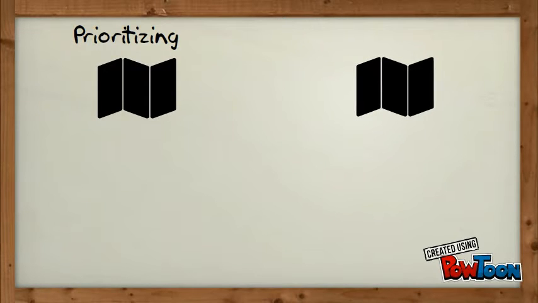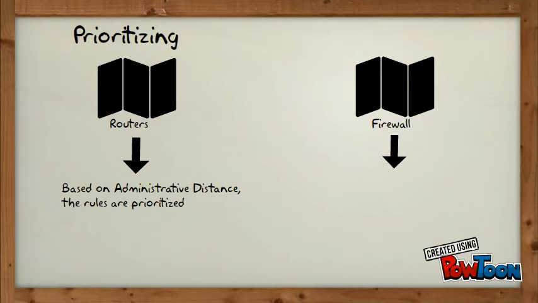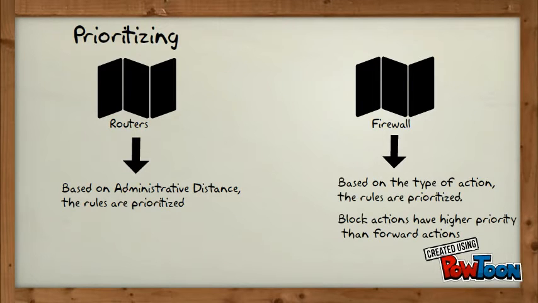For prioritization, classification rules may intersect, and that is the need for prioritization. So we'll take the example of a router and a firewall. Router prioritization happens based on administrative distance, whereas for firewalls, routes are prioritized by type of action. So block actions have higher priority than forward actions.